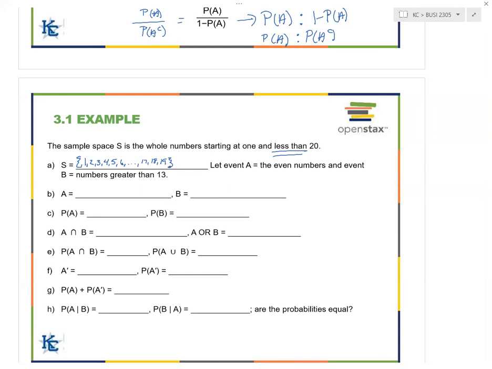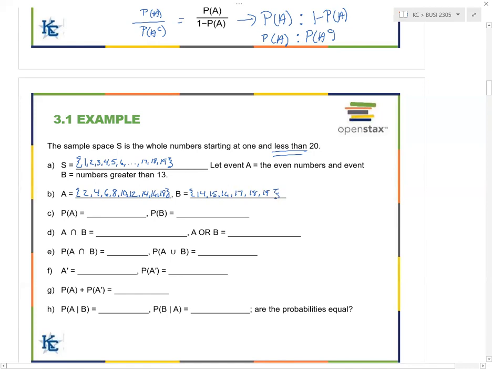Okay, let event A equal the even numbers and event B equal the numbers greater than 13. So if A are the even numbers, then we're talking about 2, 4, 6, 8, 10, 12, 14, 16, and 18, because we're only going up to 19. And B is the numbers greater than 13. So that would be 14, 15, 16, 17, 18, and 19.